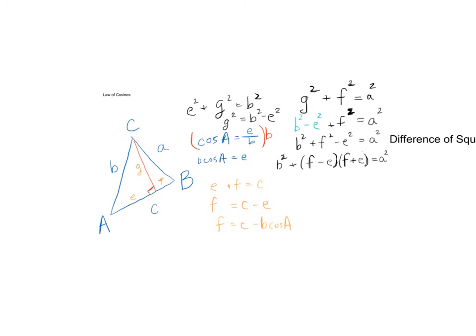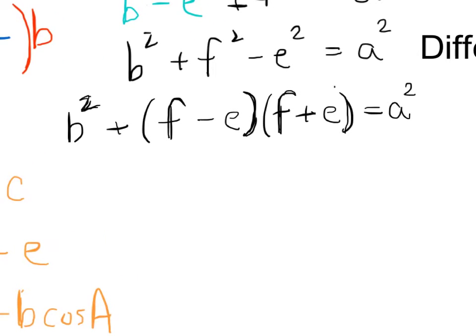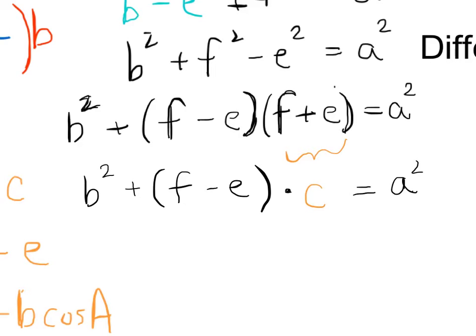So what I want you to notice is here I have f plus e. And if you think about it, if you look back at our picture, what would f plus e equal? Like if you added up f and e together. Hopefully what you're thinking is c. So f plus e would just add to c. So I'll rewrite this equation, just making that step clear. So b squared plus, I just haven't changed anything, plus f minus e times c equals a squared.